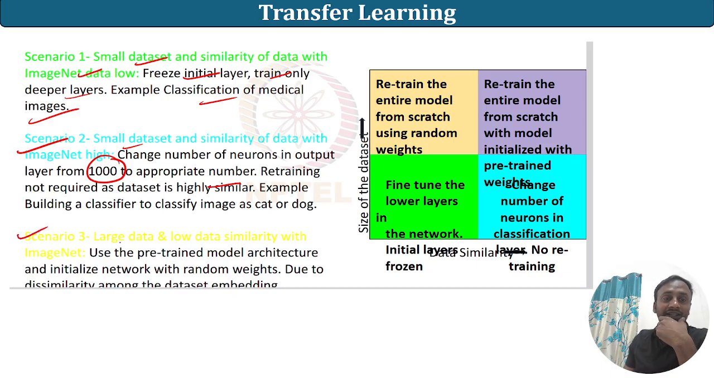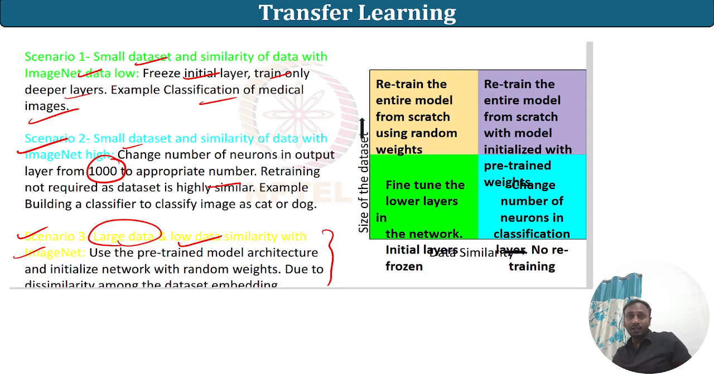Then we have scenario three, large data set, low data similarity with the ImageNet data. So this is the third case we have. This is the whole thing we have learned till now.